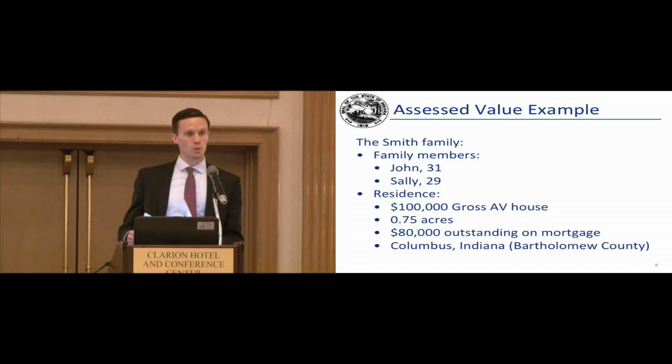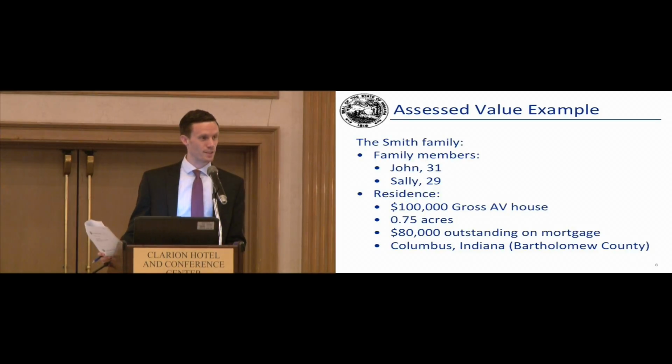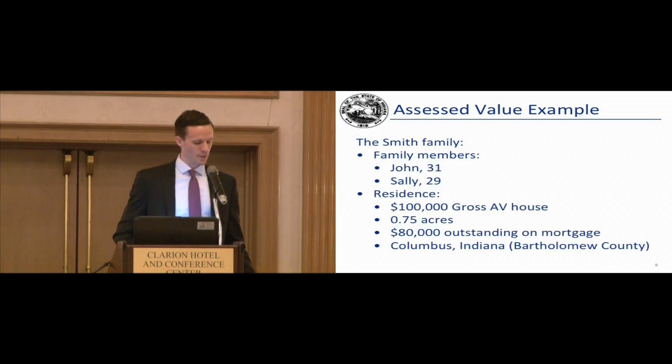So we're going to talk through a tax bill for a family I'm just calling the Smith family, who lives here in Columbus. It's two members, both of them young. The gross assessed value of their house is $100,000. They have less than an acre of land. They've got $80,000 outstanding on their mortgage. And for simplicity's sake, we're just going to assume they're an easy tax bill, and that the area where they live doesn't have too much complicated going on.